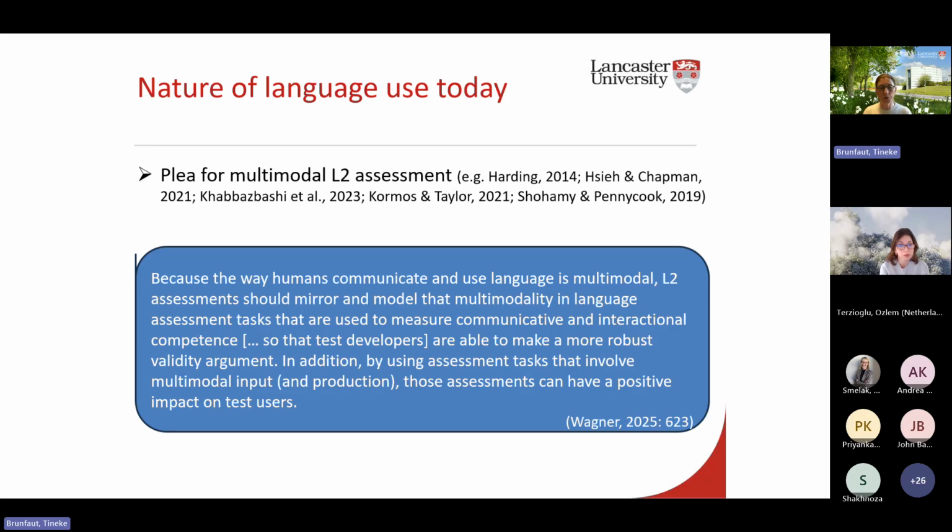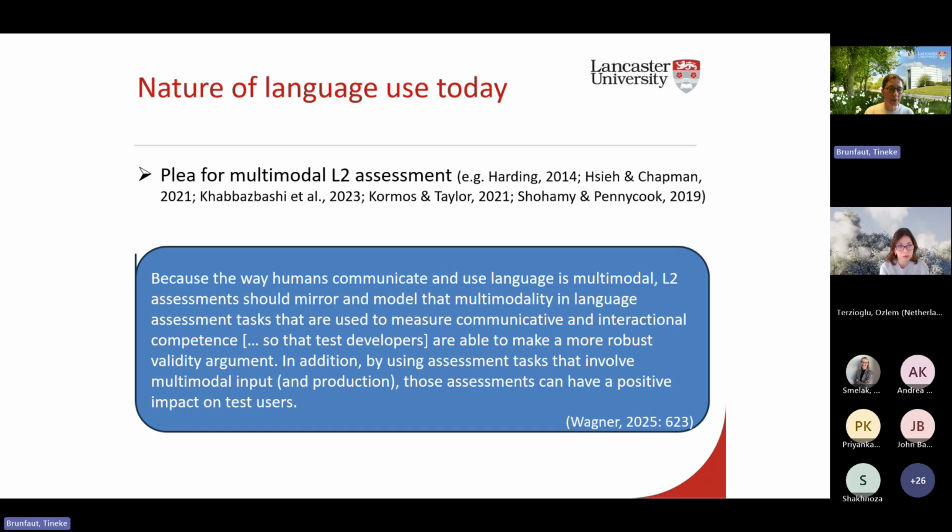So he's linking it to authenticity and to validity, but he goes further. He also says that by using assessment tasks that involve multimodal input and potentially also multimodal production, those assessments can have a positive impact on test users as well. So there are further implications, and we're looking at washback and impact.